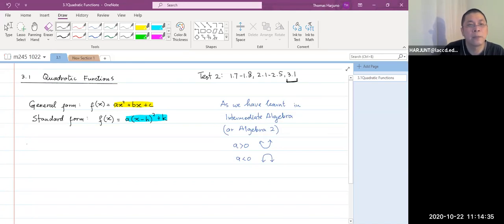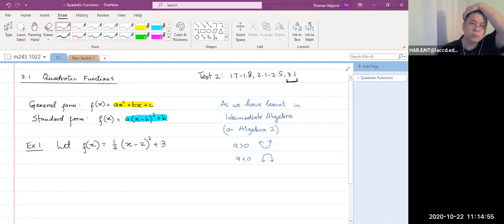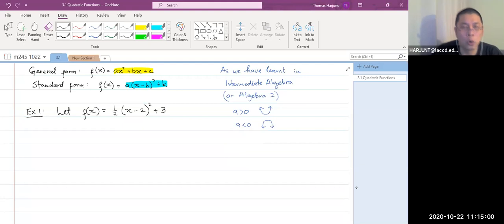Now, let's say, for example, the one in standard form. Let f(x) equal 1/2 (x minus 2) squared plus 3. Let's say we have a question like that. Our main goal is to graph this, but along the way, we will get all the possible information about this f(x). Basically, whatever we can know, we need to know.